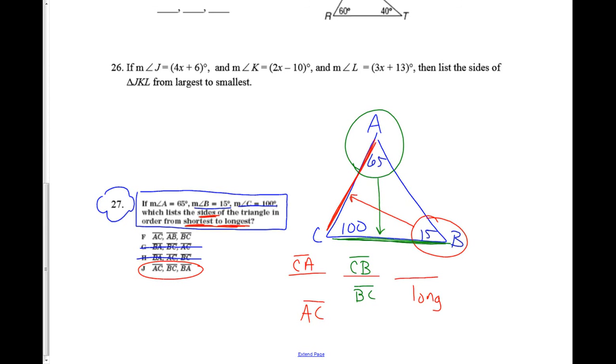The long side is across from the long angle, the big angle. This is the largest angle. Across from that is segment AB. So AB or BA is the longest side. Next page.